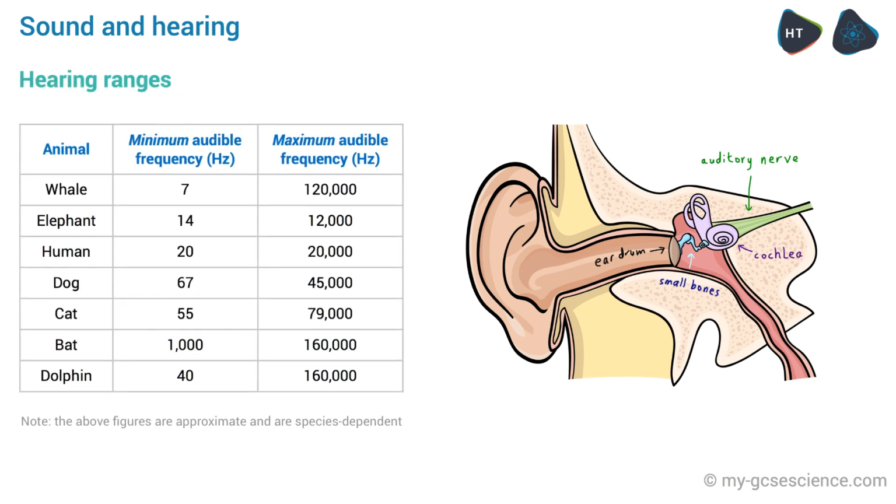Non-human ears can hear frequencies which we can't. Whales, for example, can hear sounds as low as 7 Hz, while dolphins and bats can hear up to an incredible 160 kHz, 8 times higher than the maximum audible frequency to humans.